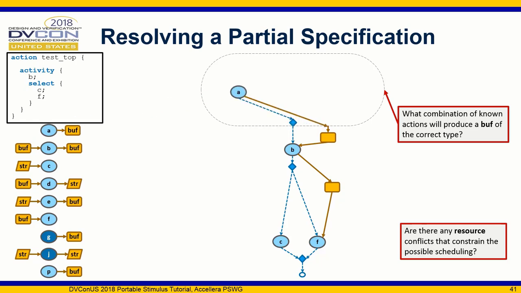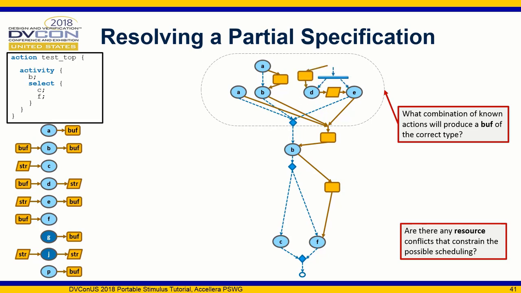A generates the right buffer type, executes before B. That's a valid solution. I could also do a B, because B also produces a buffer. But then that B has to be fed from somebody, so that B can be fed by an A. I also have an E. E produces the right kind of buffer on the output, but E has a stream input. So now I got to feed that stream input.